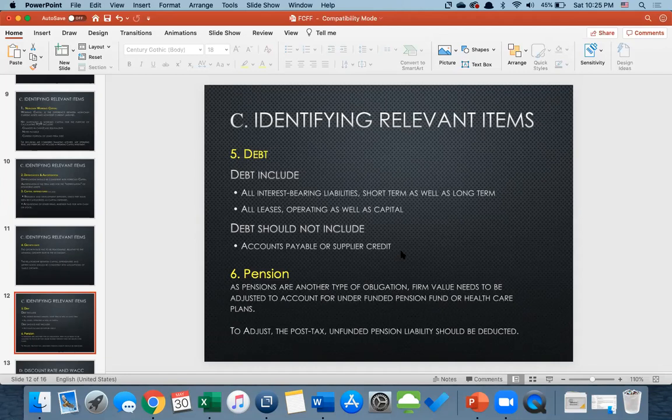These are operational parts. Another similar debt or liability is pension. As pension is another type of obligation, firm value needs to be adjusted to account for the underfunded part. To adjust, we use the underfunded pension part and take out the tax issues, the tax shield.